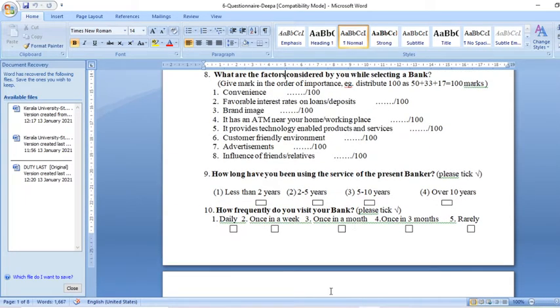So these are examples. Here marks are given. This is a rank. We are giving the rank, the mark, in order of importance.